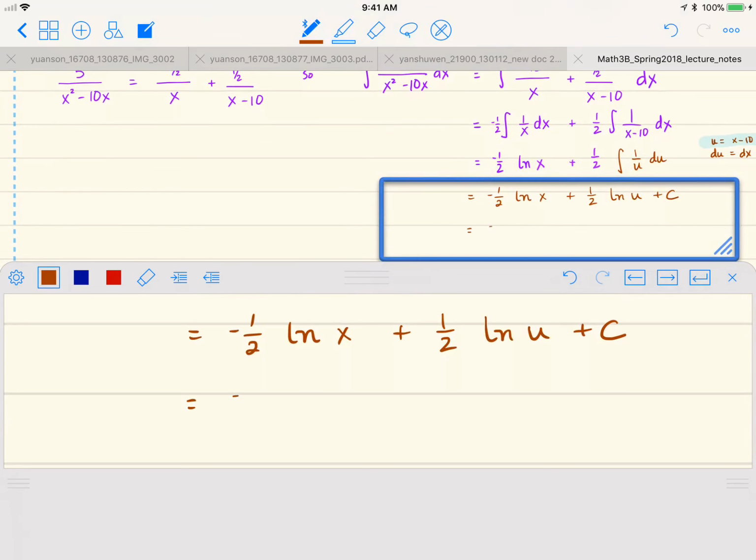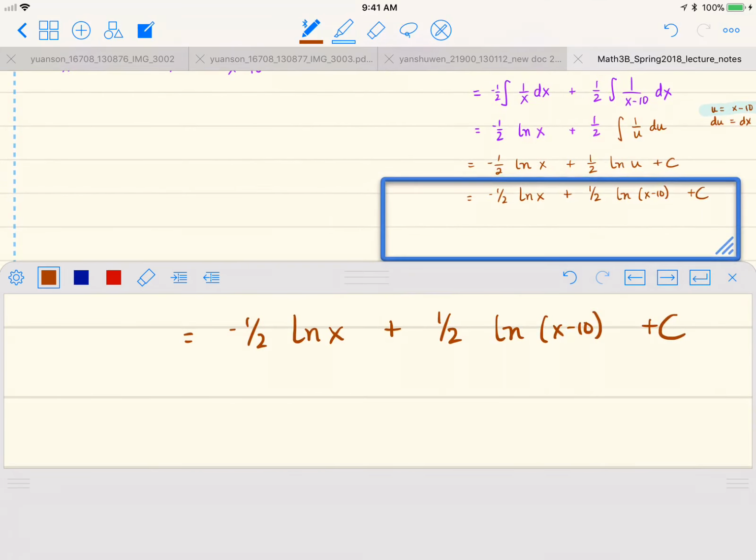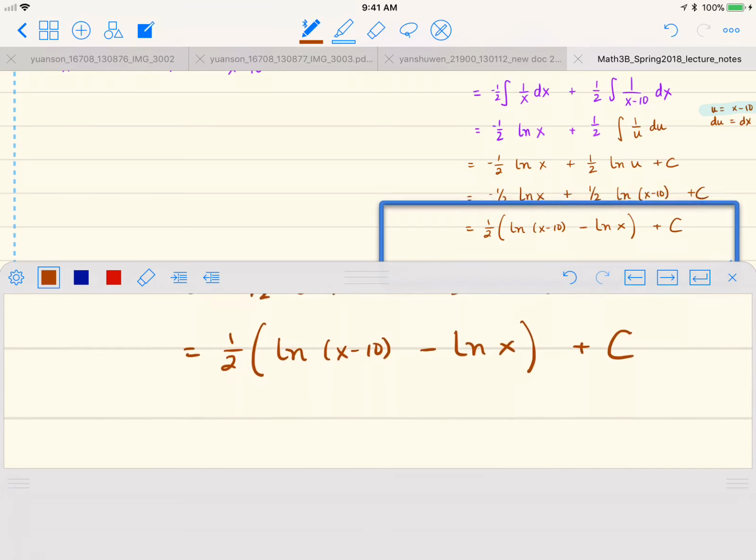So we'll have negative 1/2 natural log of x plus 1/2 natural log of the quantity x minus 10 plus a constant. And then the last step is to combine all of these. So I can rewrite negative 1/2 natural log of x. Let me flip it around and factor out a 1/2. So I have natural log of x minus 10 minus the natural log of x plus a constant.